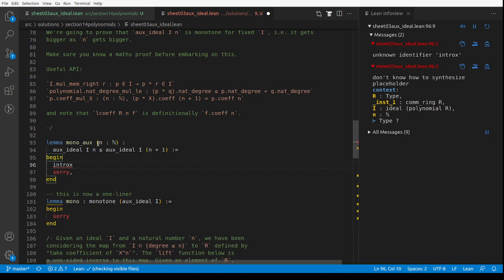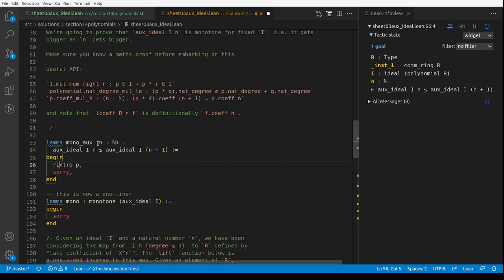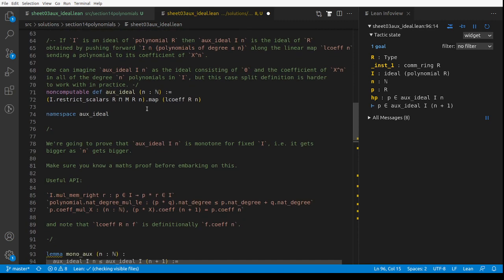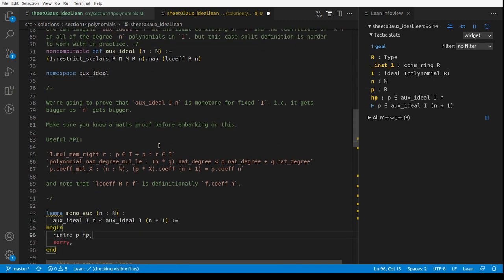So let's intros P. Let's rintros. Let P be the polynomial, and then HP says it's in this Orc's ideal. But this Orc's ideal we can just take apart, right? It's the image. This map here is the push forward of a submodule, so the image of a submodule. So HP actually says that there exists an element upstairs which hits P. P is a lousy letter. Let me call it R.